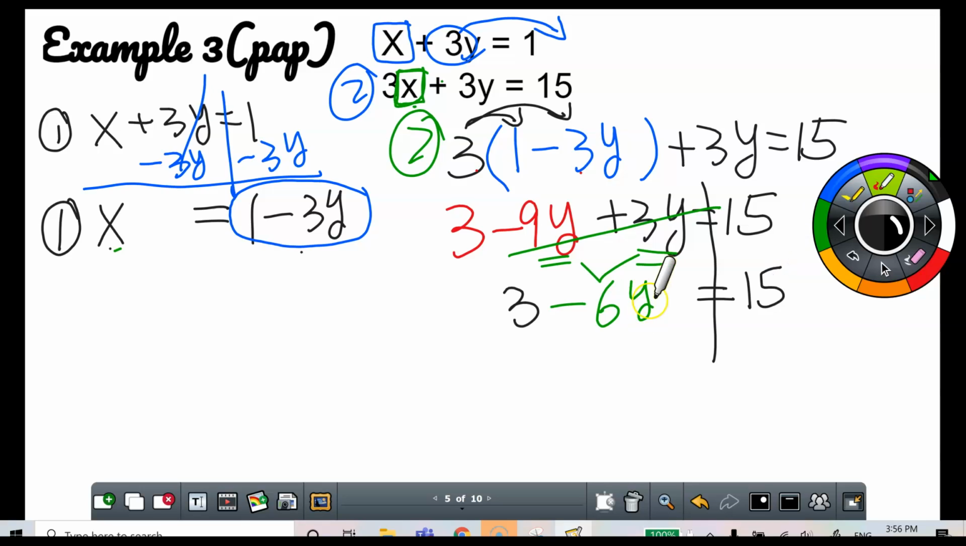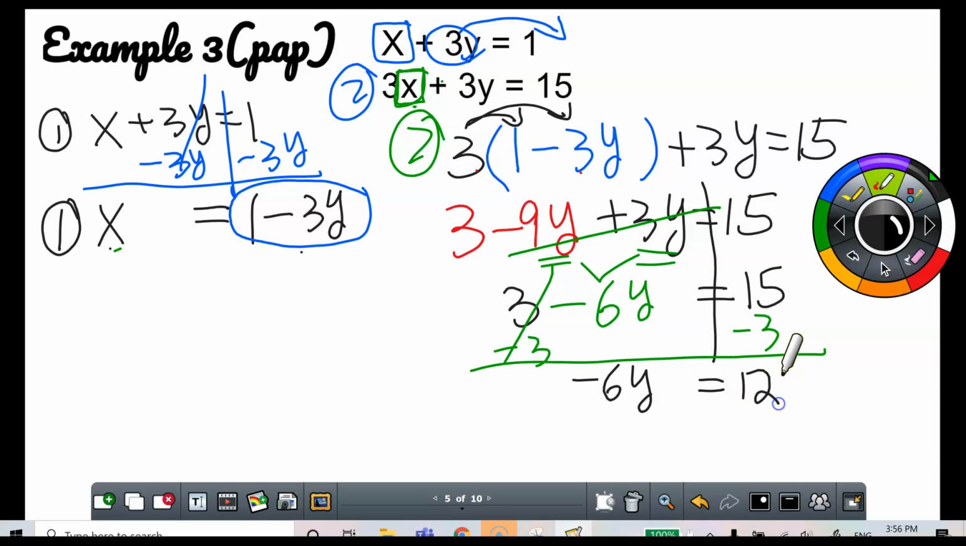And keep solving the equation for y by getting rid of the single number first by subtracting 3. So we have negative 6y equals 12. And then get rid of the negative 6 by division. So we have y equals negative 2.